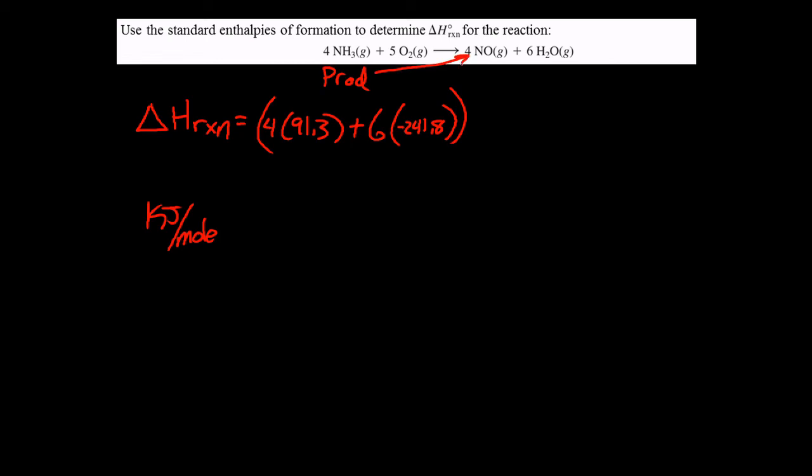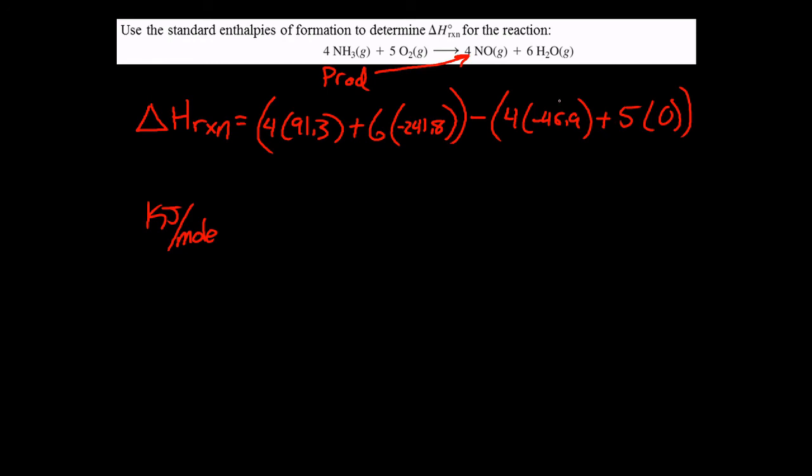So then we're going to subtract the reactants. So I have 4 ammonias. So going back to the nitrogen here. Ammonia in the gas phase, specifically, is negative 45.9. And again, I have 4 of those. And I'm going to add to that 5 times the number for O2, which is still just 0.